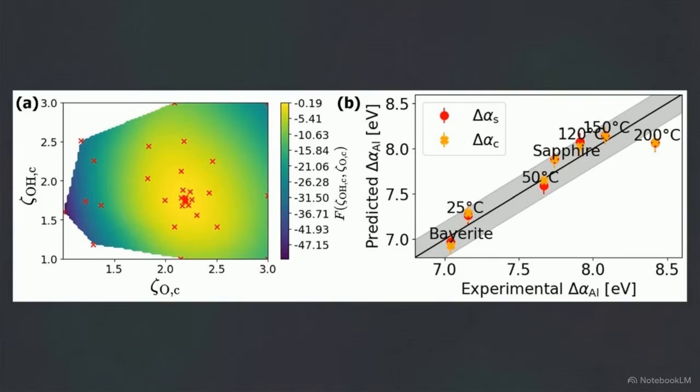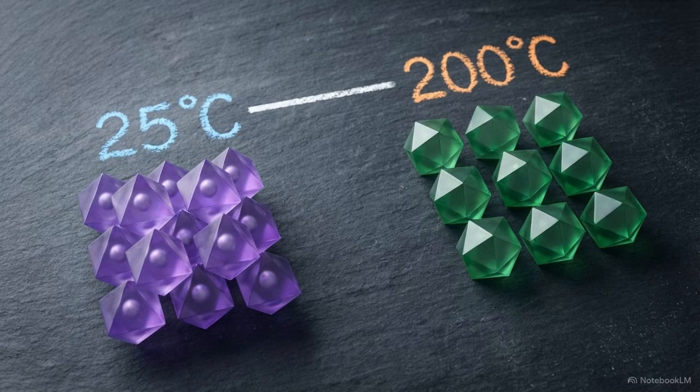This chart compares the predicted shifts against the actual lab measurements using Bayesian optimization. The simulated data points cluster along the diagonal parity line alongside the experimental data points. This alignment demonstrates that the classical electrostatic model captures the electronic evolution of the amorphous film across the entire 25 to 200 degree spectrum.